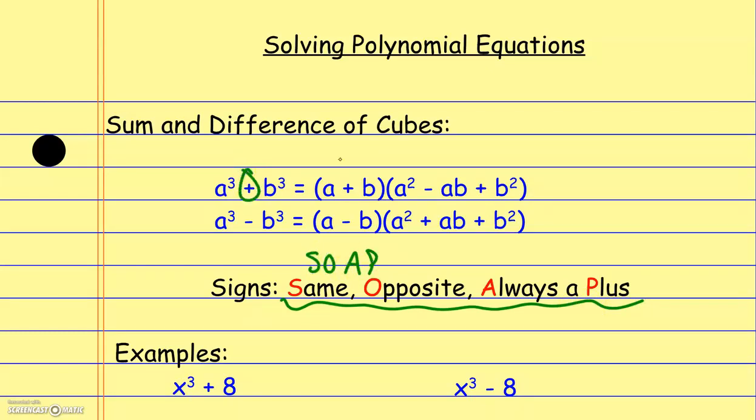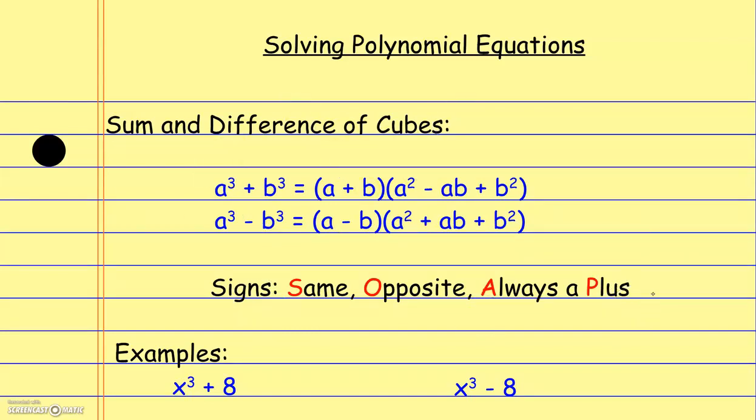So right here I had a plus sign. So this sign is the same. This one's the opposite. This one's always a plus. Here I have a minus sign. This sign is the same. This one's the opposite. This one's always a plus. Okay? So we use SOAP to remind us how to set up these signs.